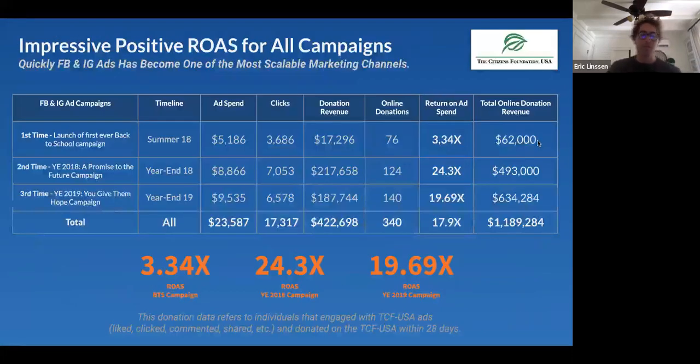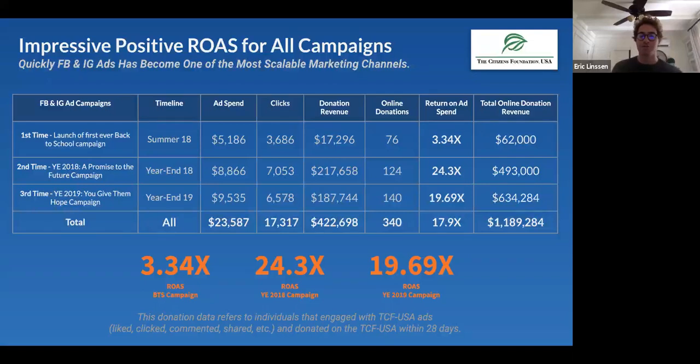But we built out their first back to school campaign, only spent around $5,000, and then ended up bringing in around 17 grand, which is like a 3x return on ad spend, which is pretty good numbers, especially for nonprofits that are just starting out and just validating the platform with that low spend. And so that was the summer of 18. And then we were like, all right, this works. We put in $1 and get $3.34 back in donation revenue. Let's try to scale this a little bit, especially for year end when it's such a valuable fundraising period.